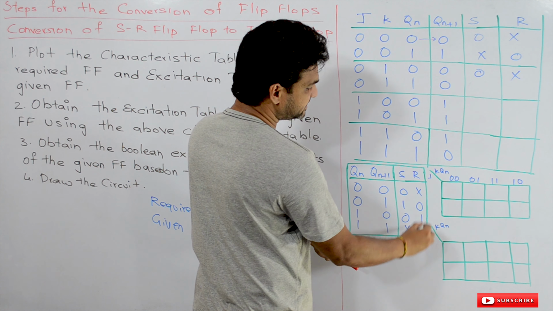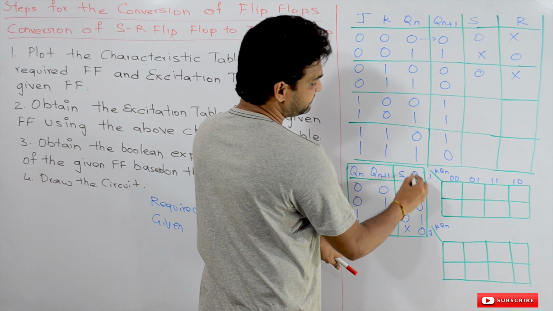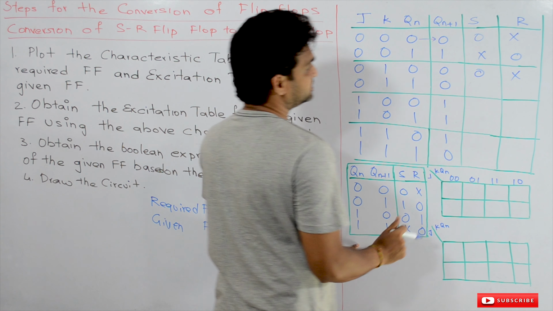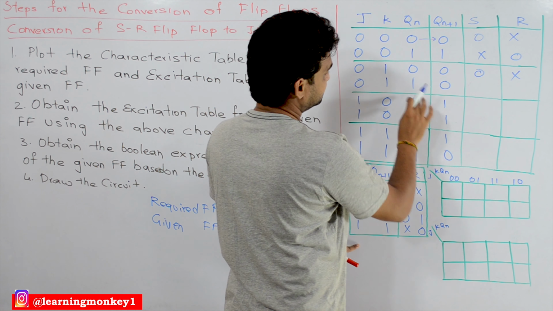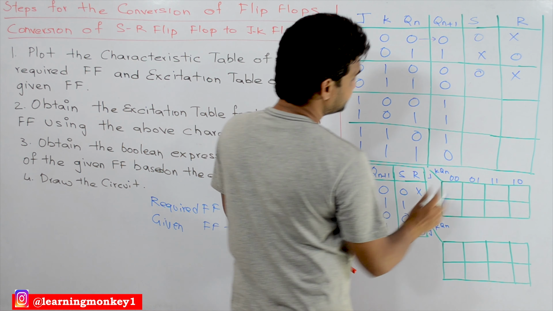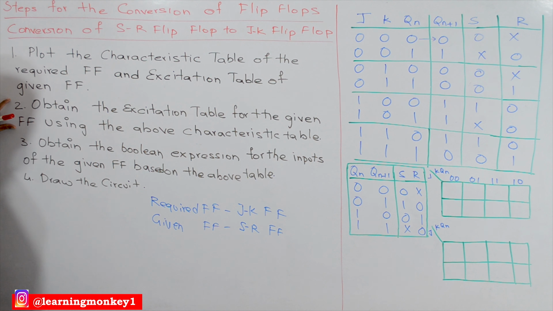If you have the excitation table of the given flip-flop, it becomes very easy for us to draw this table, to fill this table. So 1 to 0 it is 0 1, 0 to 1 it is 1 0, 1 to 1 it is don't care 0, 0 to 1 it is 1 0, and 1 to 0 it is 0 to 1. Okay, so now this step has been done.